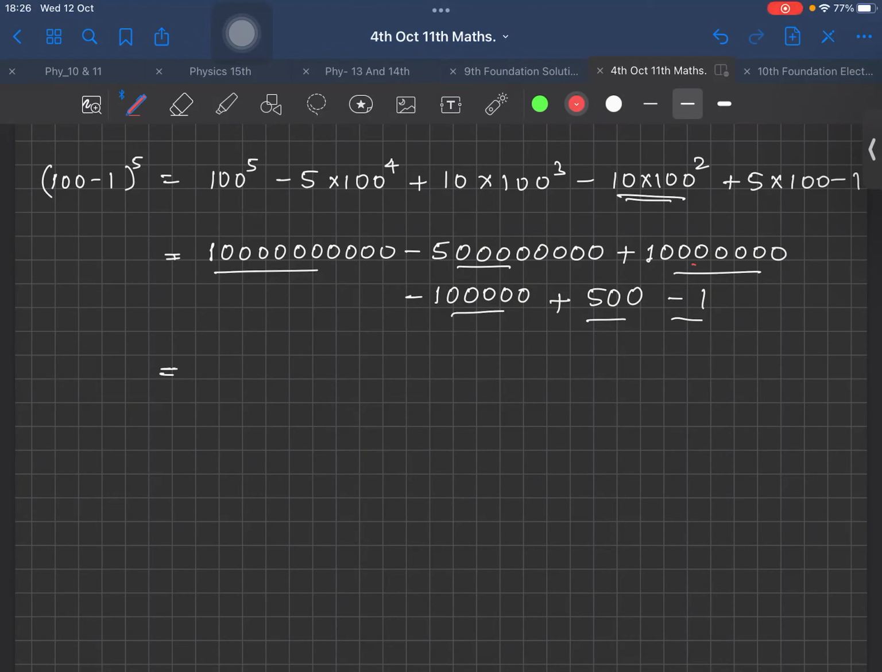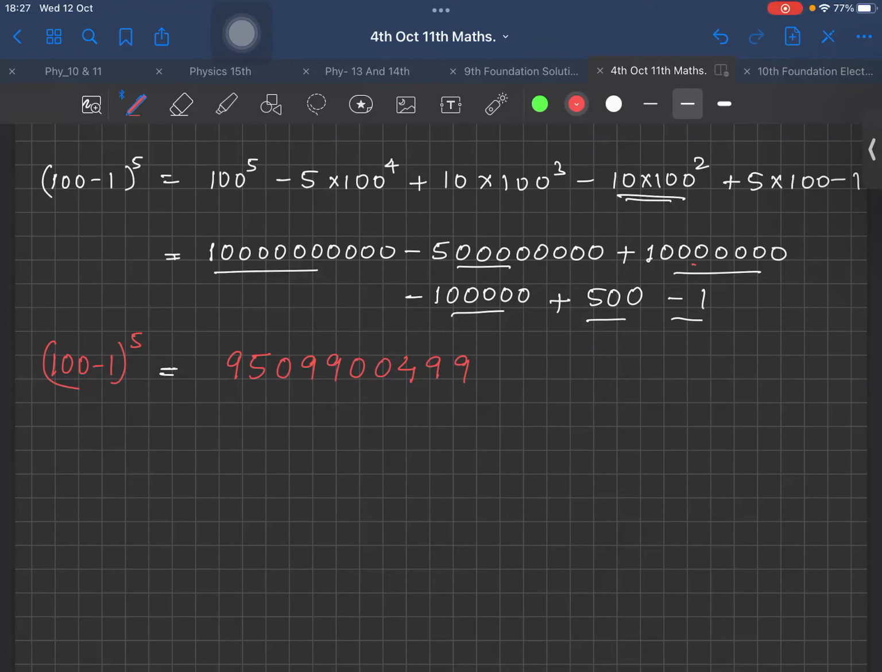See, the number that I am getting is 95099004999. This is what I am getting. Anyone else is getting this number? If you have a calculator, you can just check by 99 to the power of how much? 5. Okay, this is correct.